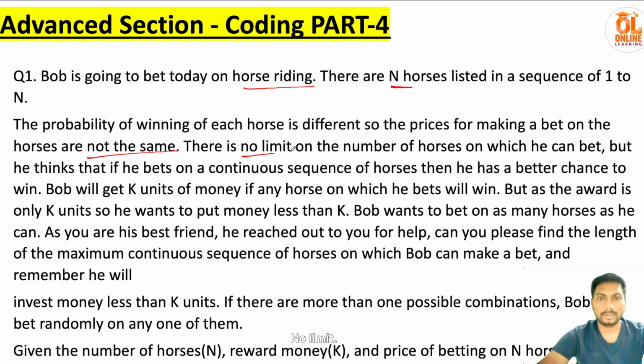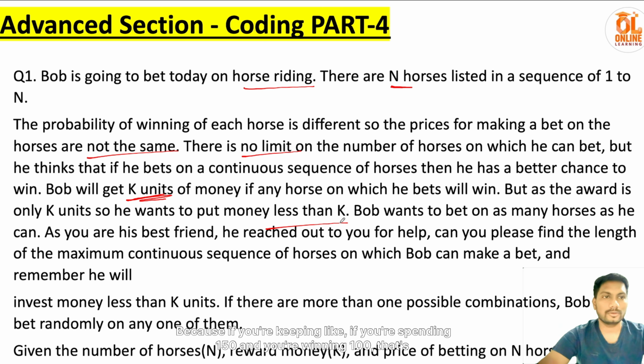No limit, but he thinks that if he bets on a continuous sequence of horses he has a better chance to win. Bob will get k units of money if any horse on which he bets wins, but as the award is only k units, he wants to put in money less than k. Of course, if you're getting 100 rupees on a bet, you would definitely want to go with 90 only, because if you're spending 150 and you're winning 100, that's a loss for you. So of course it's normal.